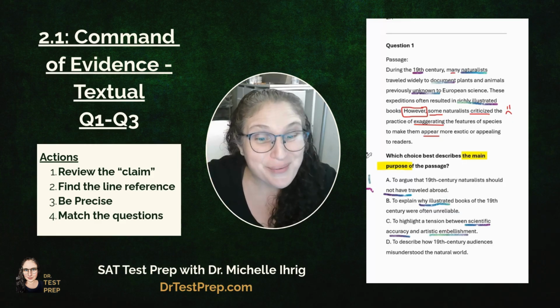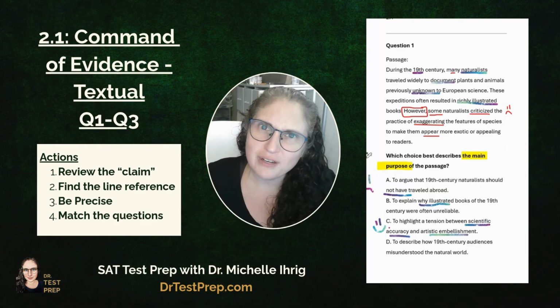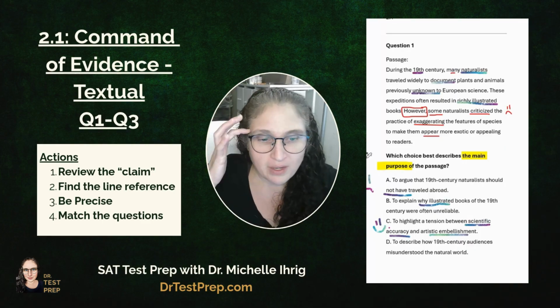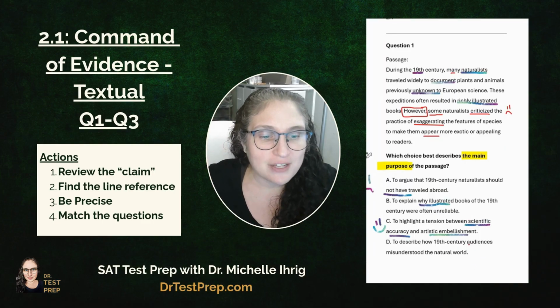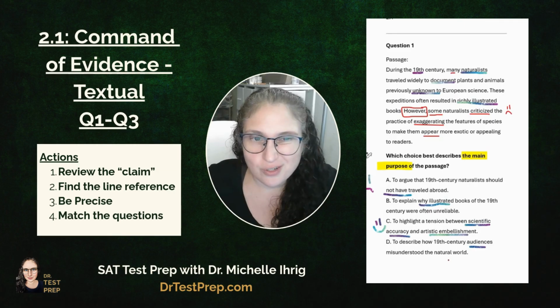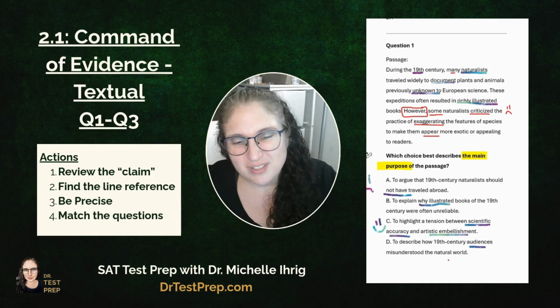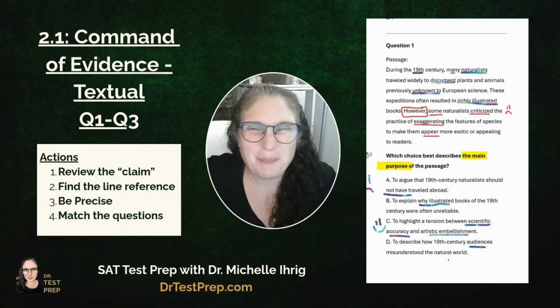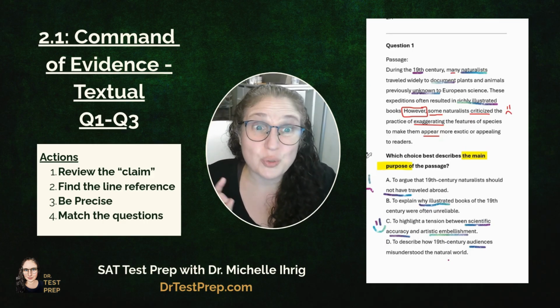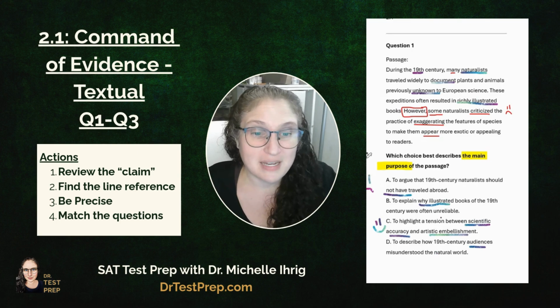That's going to be the one right there, but let's just double check. It's always good to spend the extra 3 to 5 seconds to double check. To describe how 19th century audiences misunderstood the world. Like, does it use the word 19th century? Is there misunderstandings? Yeah, but that's not the main purpose of the passage. So C would be the best answer.